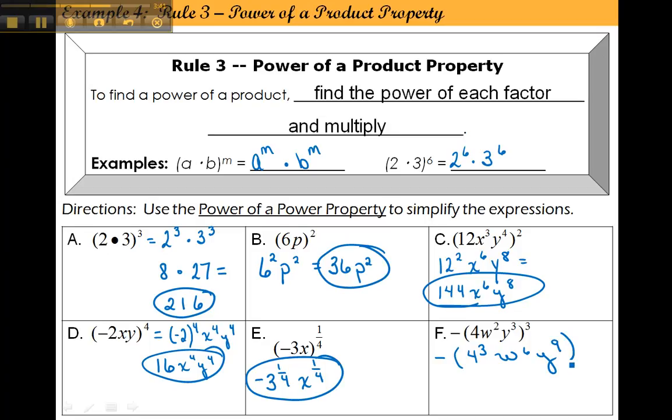We're going to go ahead and simplify the number 4 to the 3rd. So 4 to the 3rd is 4 times 4, which is 16, times another 4 is 64. And then we can remove the parentheses at that time, and we write it as negative 64, W to the 6th, Y to the 9th.